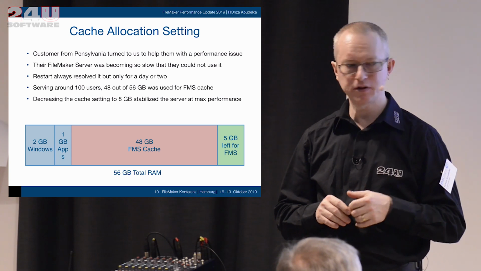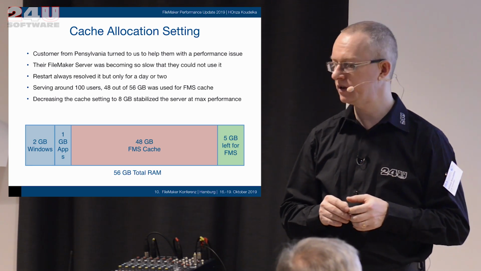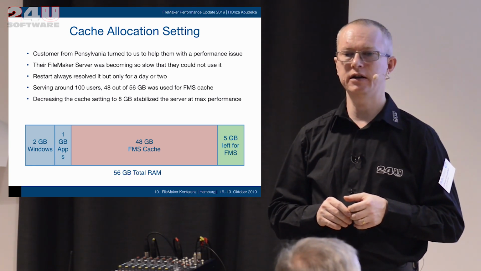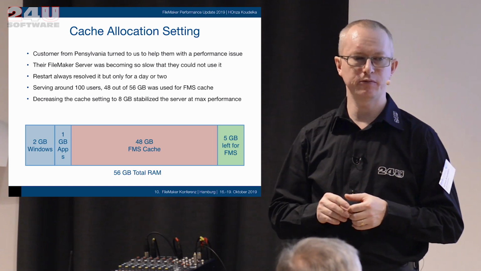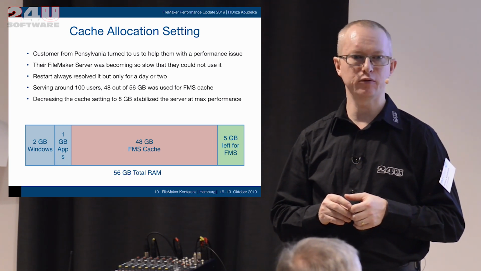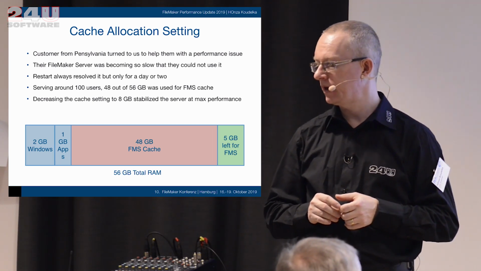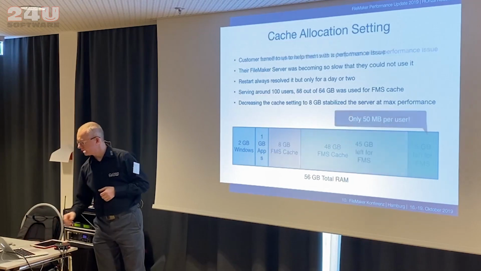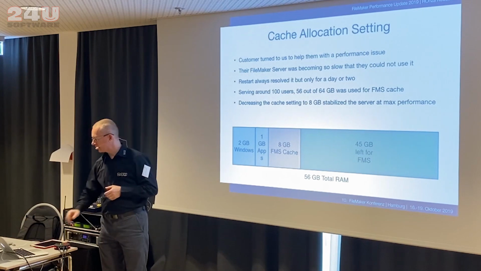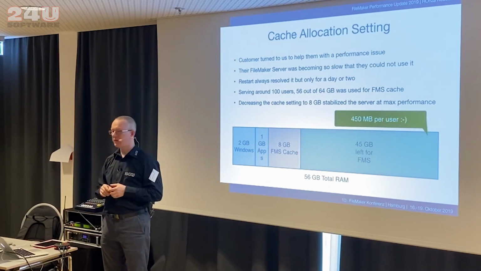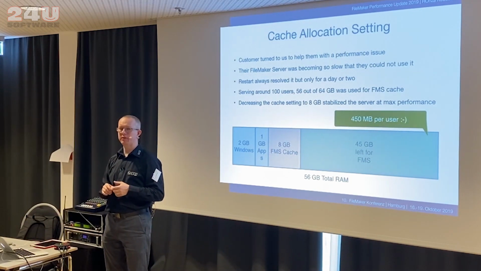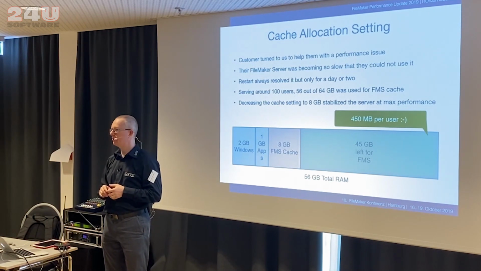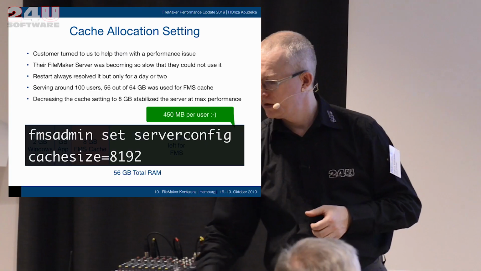slow. So what we recommended was decreasing the cache allocation. And in the end, we ended up with an 8 gigs allocation, which became stable, and now they are happy. So the current configuration looks like this, and now they have about, on average, 450 megabytes per client for processing the client's requests.